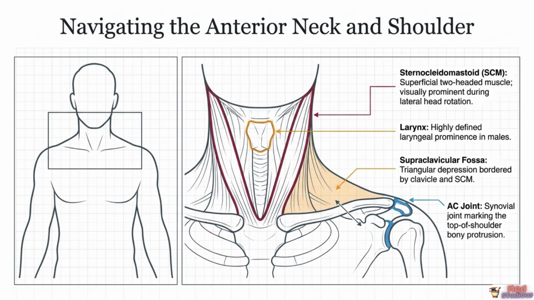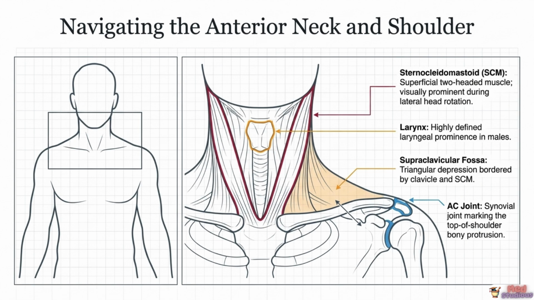Let's begin our journey at the anterior neck and shoulder, a region packed with clinically important landmarks. The first structure is the sternocleidomastoid muscle, or SCM, a superficial 2-headed muscle running diagonally from behind the ear down to the sternum and clavicle. It becomes dramatically visible as a raised cord during lateral rotation of the head, and is used to divide the neck into anterior and posterior triangles for clinical navigation.